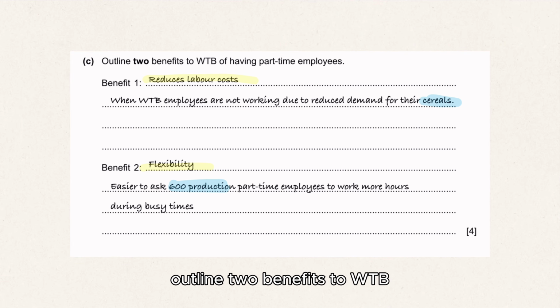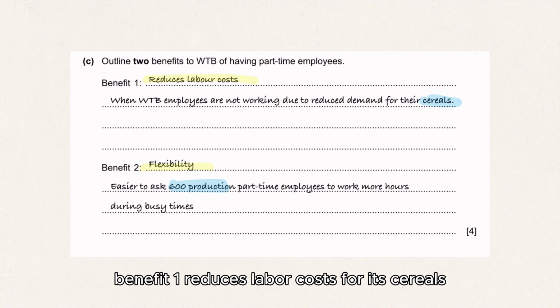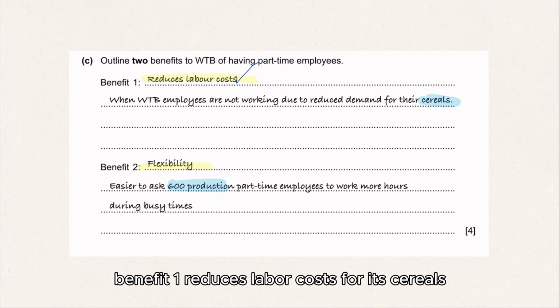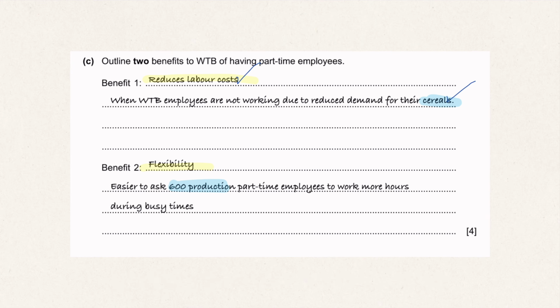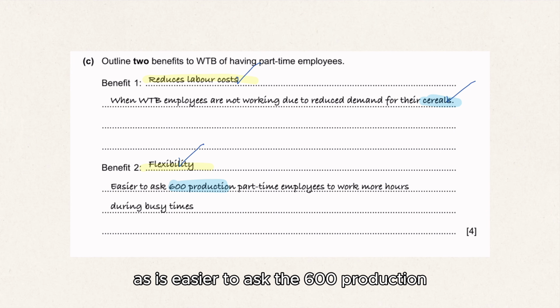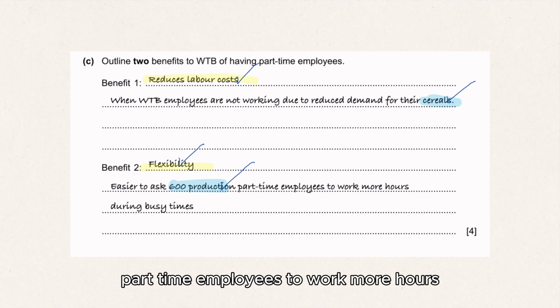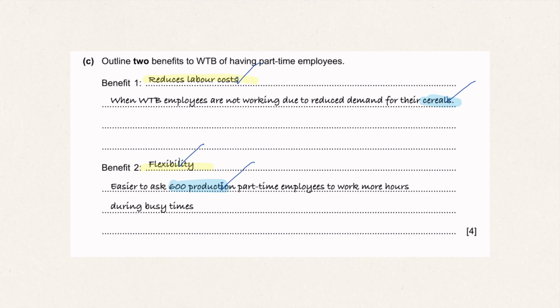Outline 2 benefits to WTB of having part-time employees. Benefit 1: reduces labor costs for its cereals. Benefit 2: flexibility, as it's easier to ask the 600 production part-time employees to work more hours.